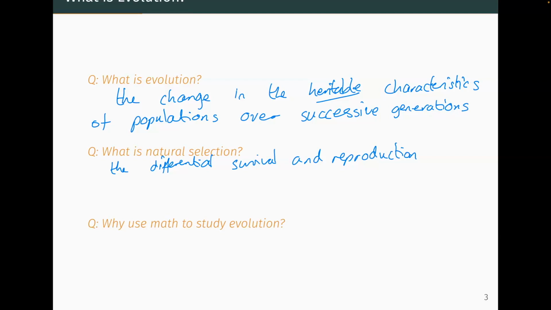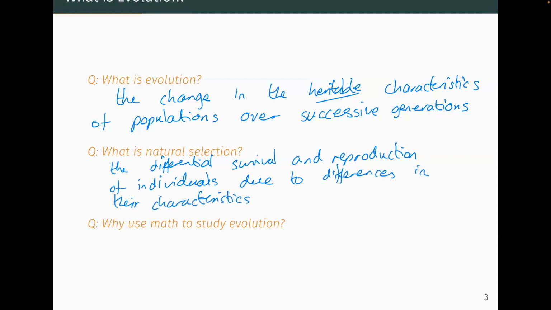So differential survival and reproduction of individuals due to differences in their characteristics. So it's actually not just important we have differential survival and reproduction on its own. It has to be somehow linked to some traits or characteristics of those individuals and ultimately those populations, right? Because you could just randomly sample, if you think about different colors of balls in a jar and you randomly sample those, you could think of that as being something like a survival or reproduction process, that is just a random thing, okay?